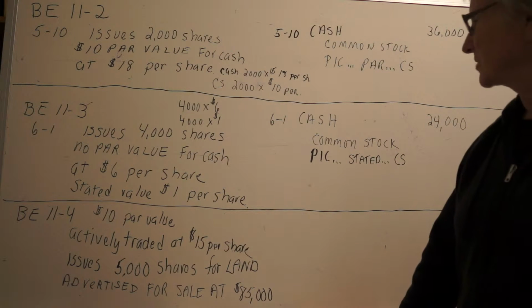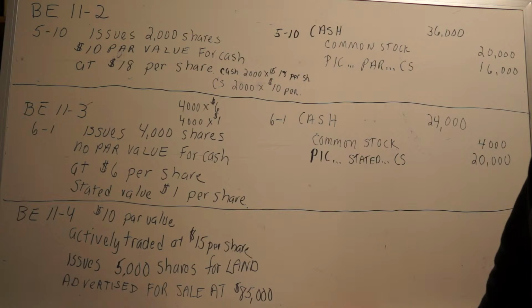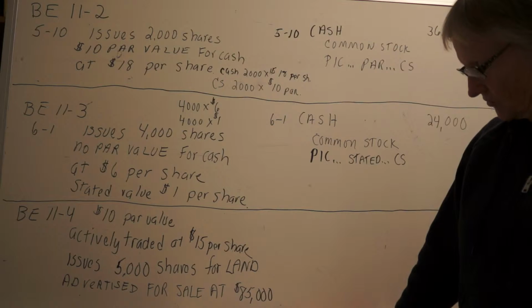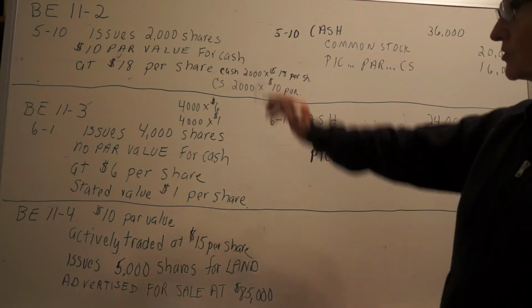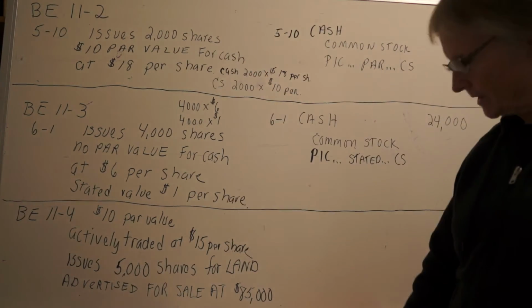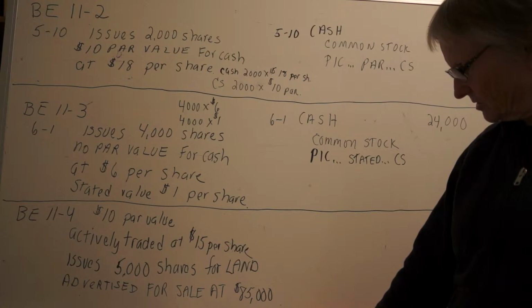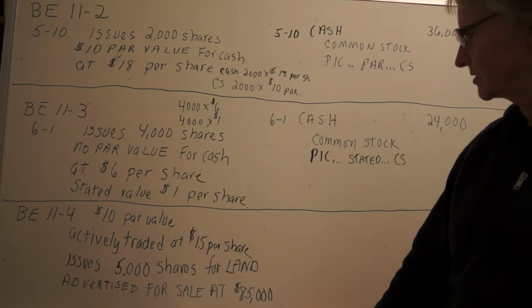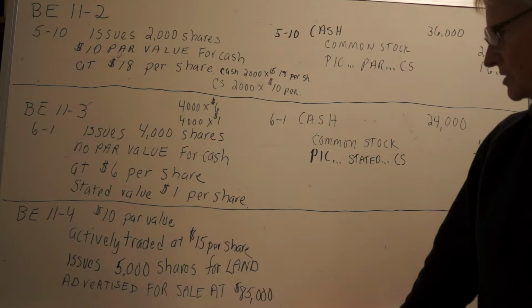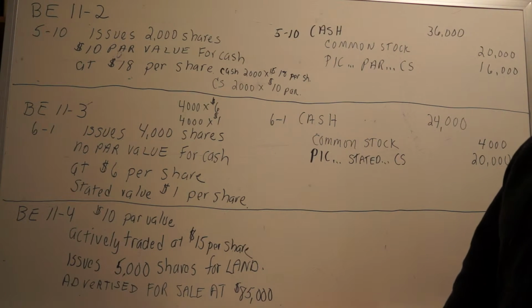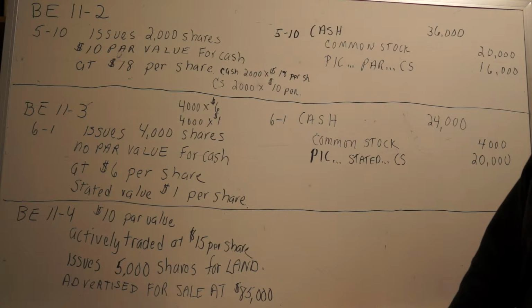All right, so that's the first two. In the third one, this is actually brief exercise 4. I'm sorry if I'm goofing up the numbers there. I'm going 1, 2, 3, and it's actually 2, 3, 4. Okay, so for brief exercise 11.4, this company, they have $10 par common stock actively traded. That's what you look for when it is going to be issued for land. So we're issuing for a non-cash asset. Land is an asset, it is not cash. And that's what we're getting in exchange for stock.